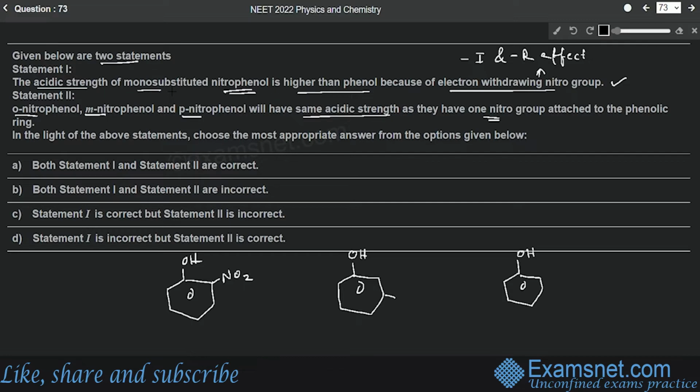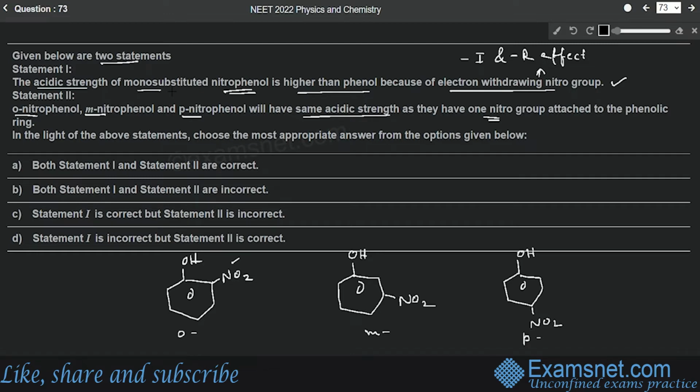In metanitrophenol, it will be here, and in paranitrophenol, it will be here. Okay. So all of them have just one nitro group. So does that mean that they will have same acidic strength? No, because position of nitro group also affects the acidic strength. Okay, this is ortho, this is meta, and this is paranitrophenol, right?